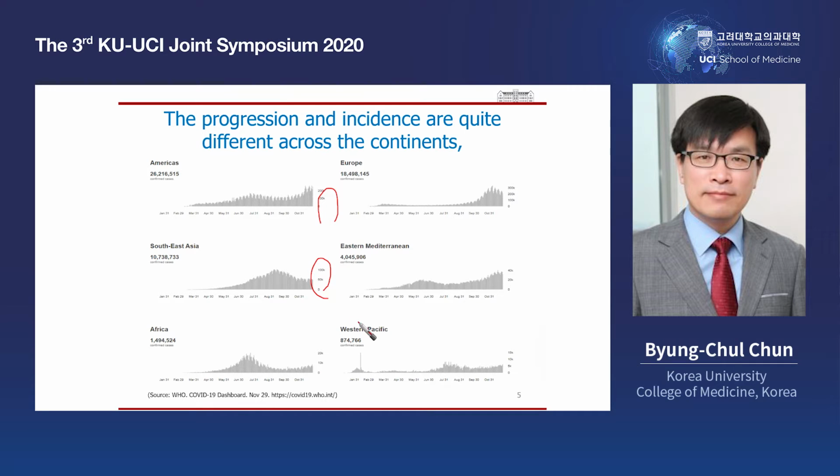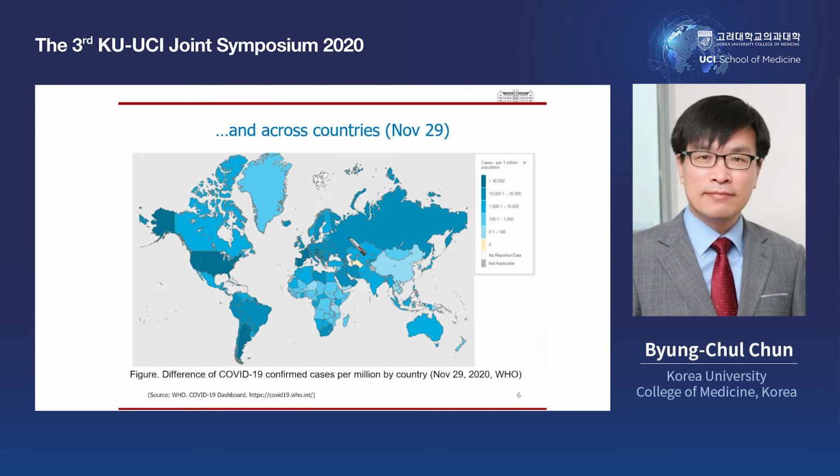And we can get a graph of similar shape when we plot this graph with incidence rate rather than the number of cases. You can see the huge difference of the scale. And this map shows the incidence rate by country on November 29th. As you can see on the map, the incidence rate is high in Europe, North and South America, and seems relatively low in Asia and Africa.